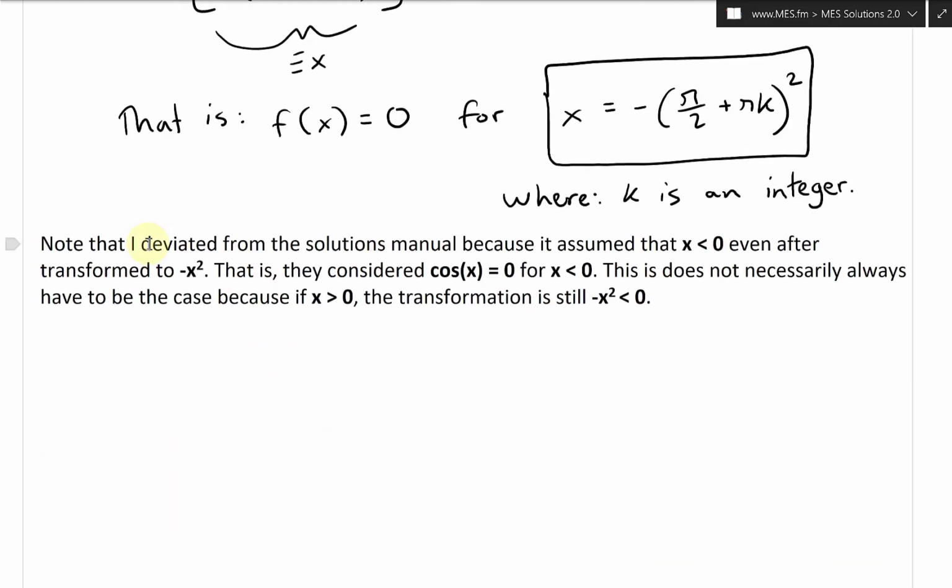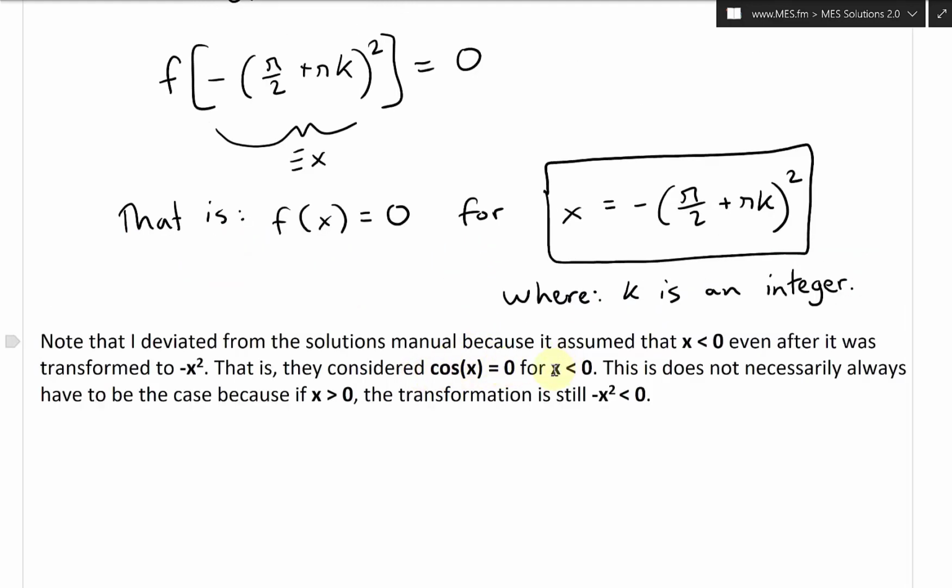Now that we have that, I just want to make a note. Note that I deviated from the solutions manual because it assumed that x is less than 0 even after it was transformed to negative x squared. That is, they considered cos x equals 0 for x less than 0. This does not necessarily always have to be the case, because if x is greater than 0, the transformation is still negative x squared less than 0.